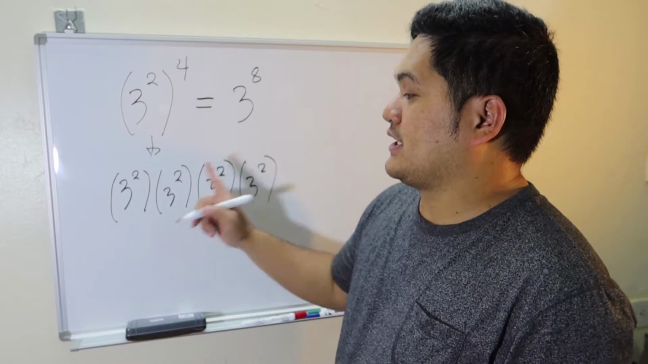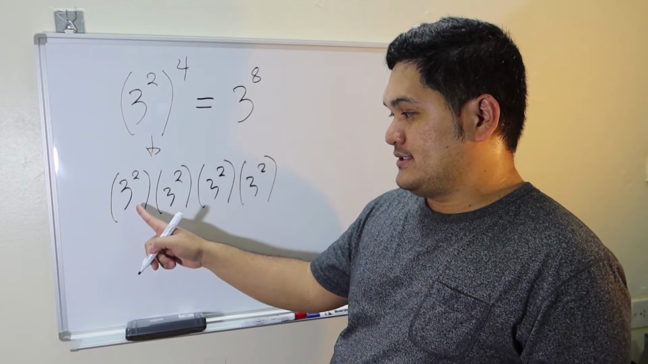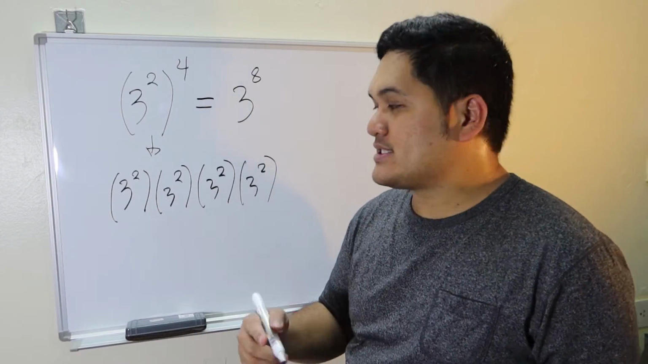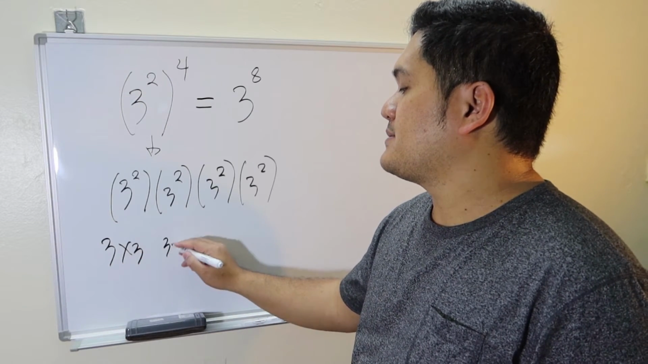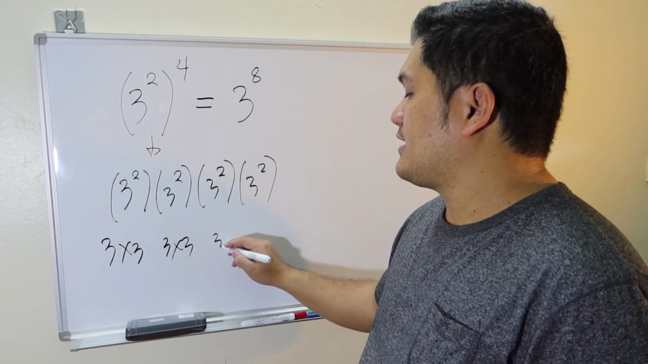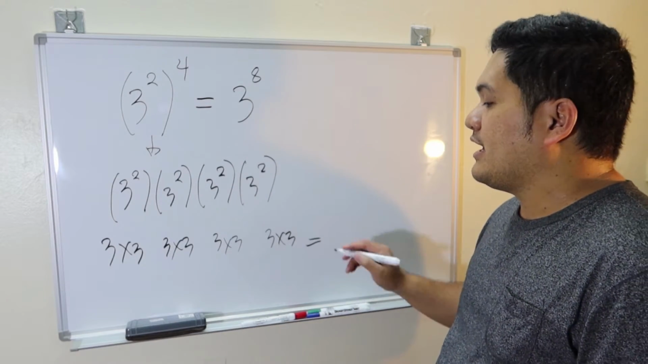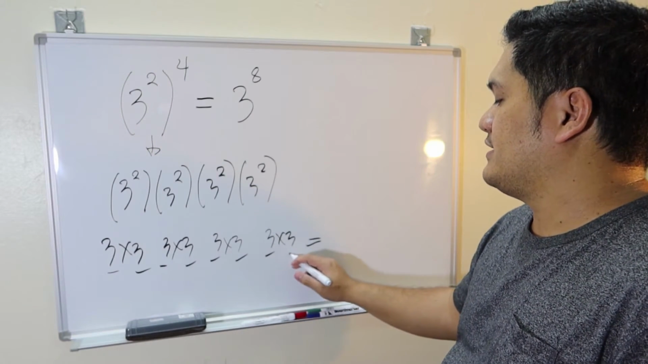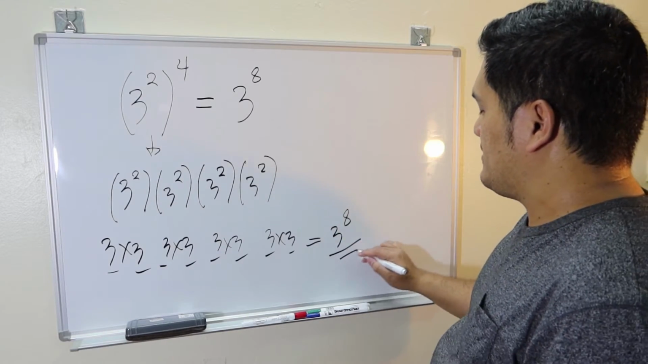Okay. Tapos, itong 3 square, sinabihan ka rin na ang 3, you're going to multiply the base twice. So, meron kang 3 times 3. Dito din, 3 times 3. Dito din, 3 times 3. Dito rin, 3 times 3. So, ilang 3 times 3? 1, 2, 3, 4, 5, 6, 7, 8. So, same answer.